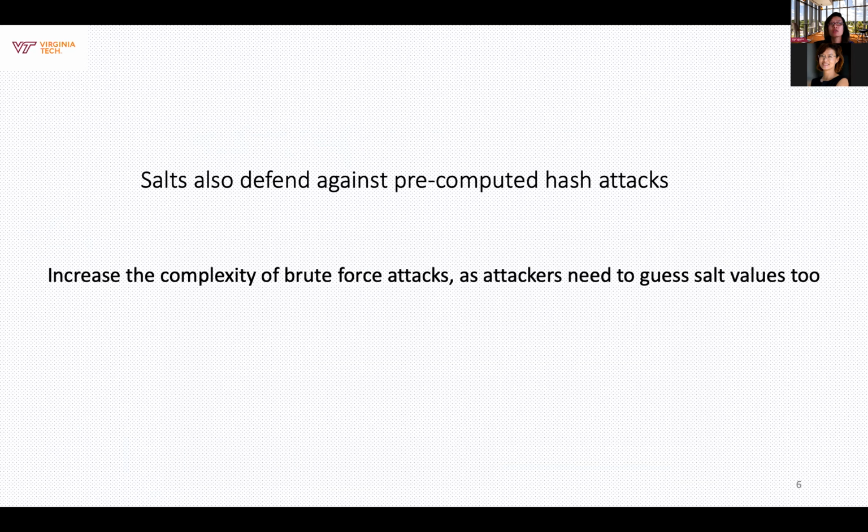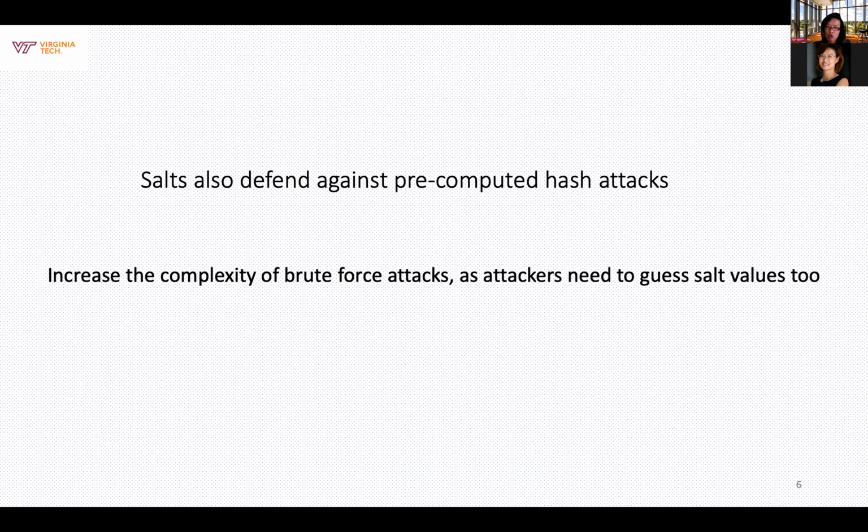In particular, salts are extremely effective against pre-computed hash attacks, which are a general form of what I just described. Suppose you don't know Johnny's password, but you can just guess. You have seen Alice's password hash and you think, okay, maybe this is Apple. Then you compute Apple's hash and see whether it matches. It doesn't match, and then you say maybe this is orange. So you can pre-compute all kinds of hash values, and you can share them with your hacker friends. That makes it very dangerous if you don't have salts.